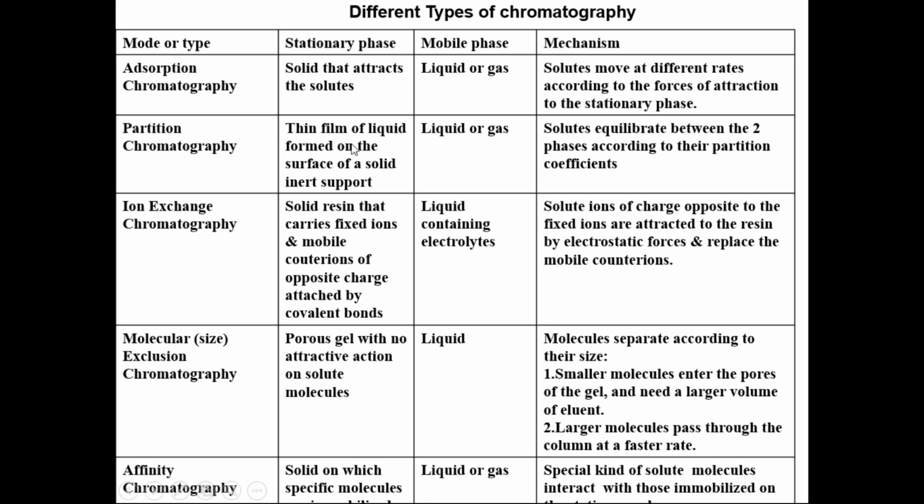Partition chromatography, this is like thin layer. It is the partitioning between two liquids, and the mobile phase is a liquid or a gas. Ion exchange is the separation because of differences in charge. The stationary phase is a resin carrying the charge, and the mobile phase is a liquid containing electrolyte. Molecular or size exclusion or gel permeation uses a porous gel, and the mobile phase is a liquid. And affinity chromatography uses a solid on which we have specific molecules, and the mobile phase is a liquid.